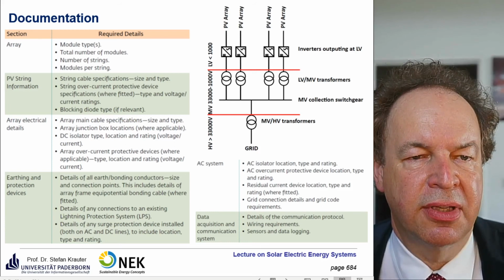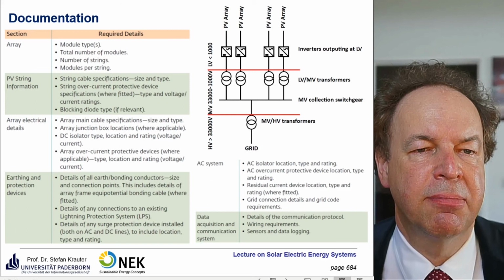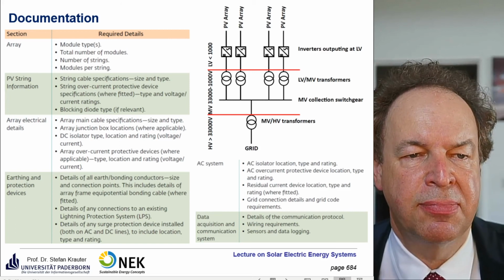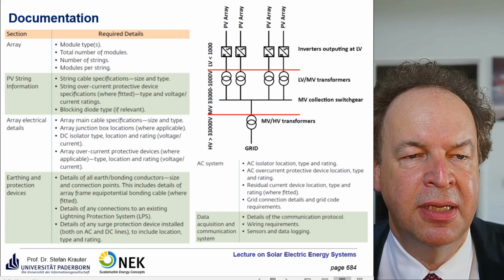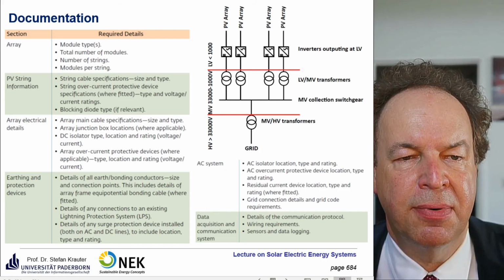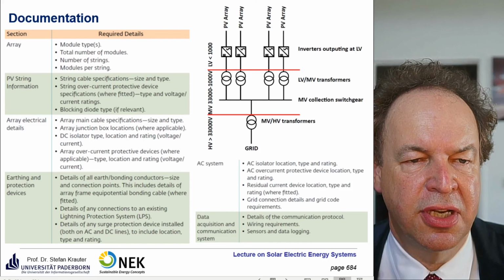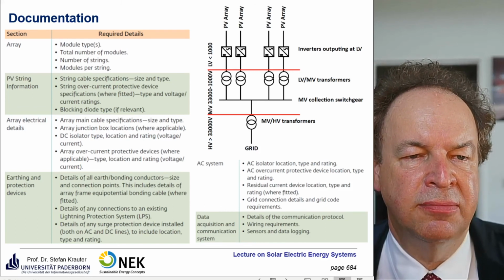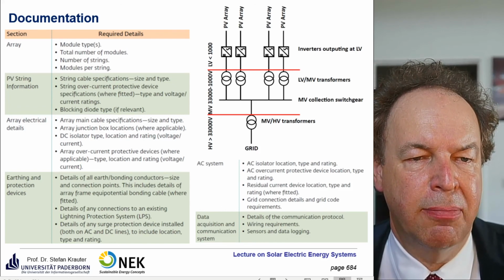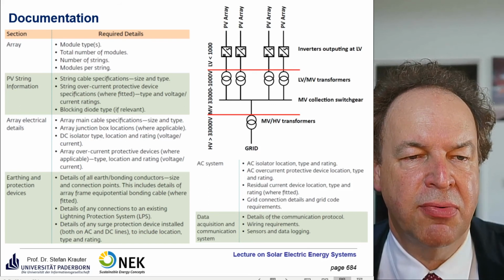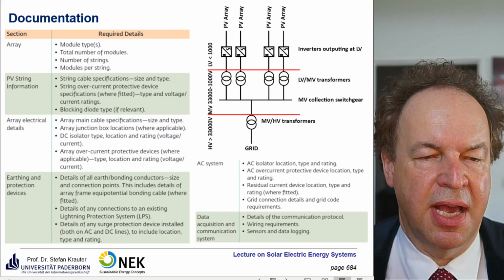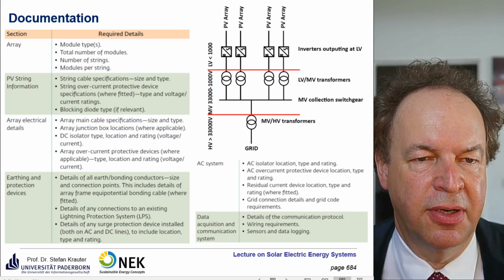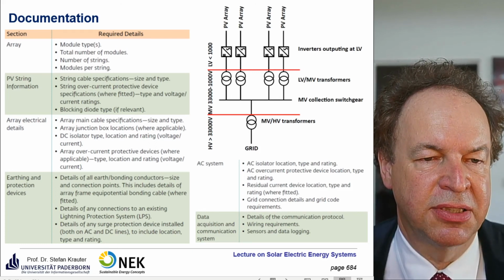Array electrical details, so the array main cable specification, the size and the type, array junction box locations where applicable, the DC isolator type, location and rating, voltage and current, array overcurrent protective device where applicable, type, locations, rating. We did this already in the exercise a bit about the dimensioning of the cables.